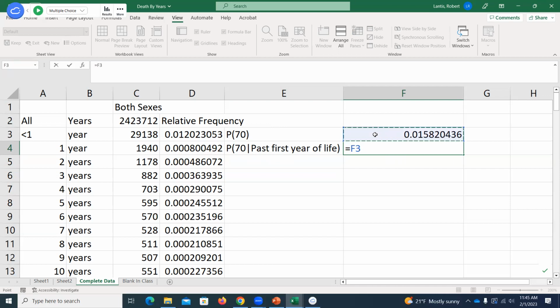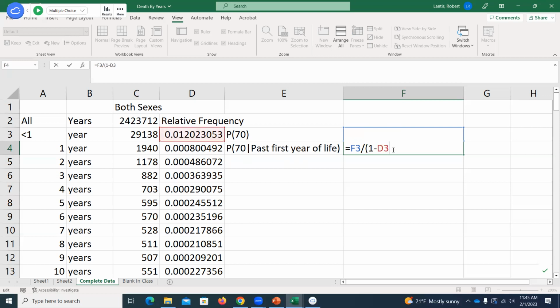Right? Won't go too deep into this. I'm just using this to show you something here real quick. And then I'm conditioning on making it past the first year of life. So I erased it, but for the condition, we divide by whatever we're conditioning on. Well, if I'm conditioning on making it past the first year of life, actually, sorry, forgot to type this in.